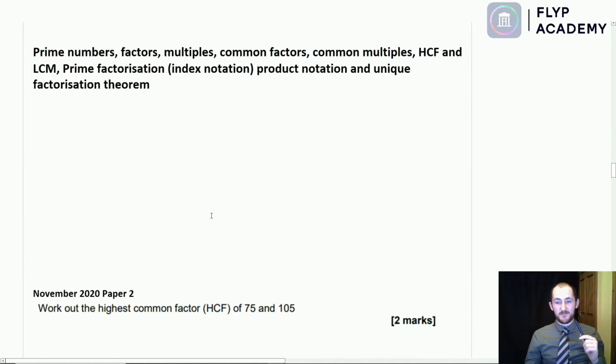This is a big one, okay? This is a really big one. So prime numbers, factors, multiples, common factors, common multiples, highest common factor, lowest common multiple, prime factorization, index notation, product notation, and unique factor theorem. Whew. Hell of a lot. So prime number, let's start with something that's relatively easy.